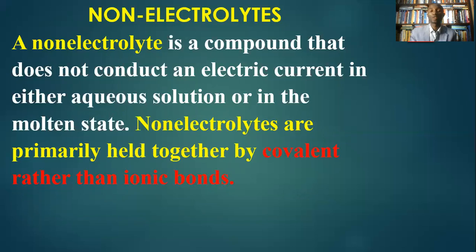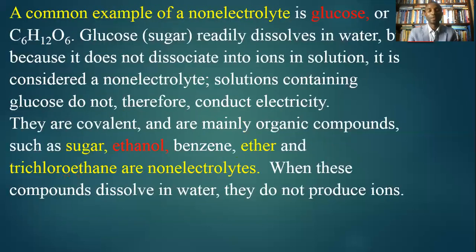But electrolytes are held together by what? Ionic bonds. So non-electrolytes are covalent compounds. That's simple. The best way you can easily know them. An example of that is glucose. Of course, it's soluble in water. We know that one. It is soluble in water, but when it dissolves in water, it does not dissociate into ions.